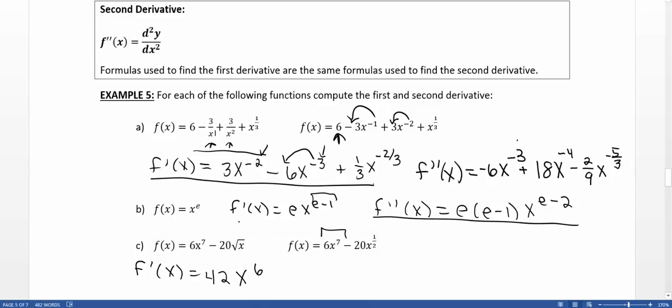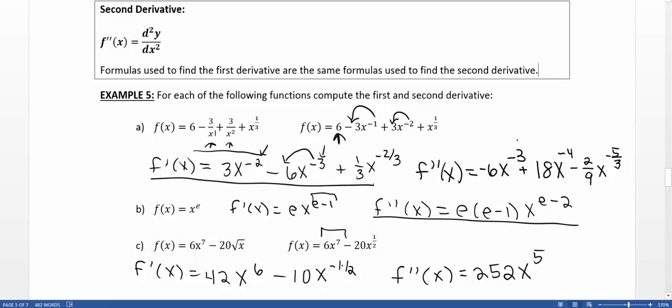x to the 6th. And then our second term here, we have half times 20. Half of 20 is 10. x to the negative half. So that's our first derivative. Our second derivative, we're going to take the derivative of the first derivative. So the 6 is going to come down and multiply the 42, and that's going to give me 252x, and now we're going to subtract 1 from the power, so to the 5th.